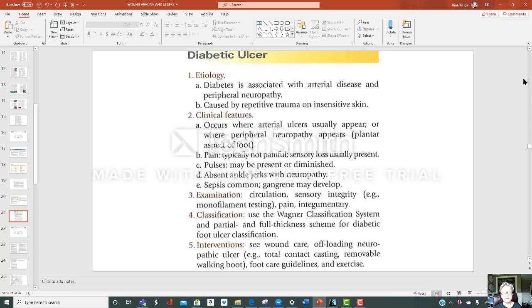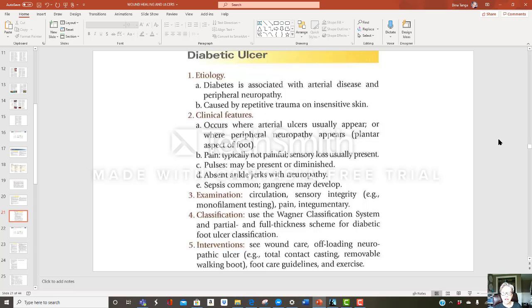Pulses may be present or diminished. Absent ankle jerks with neuropathy. Sepsis common. Gangrene may develop. Examination: circulation, sensory integrity, monofilament testing, pain, and integumentary.